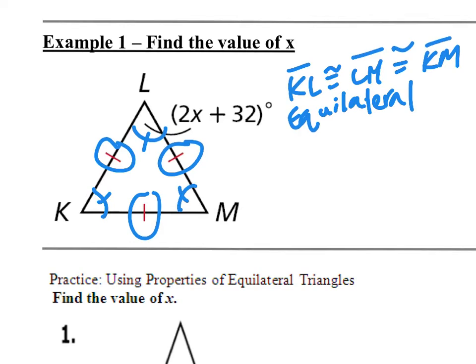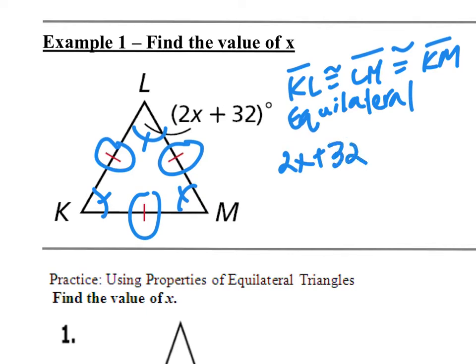I'm given the measure of one of my angles, right? So I know that it's represented with the expression 2x plus 32. Whoops. 2x plus 32. Strike one for me.